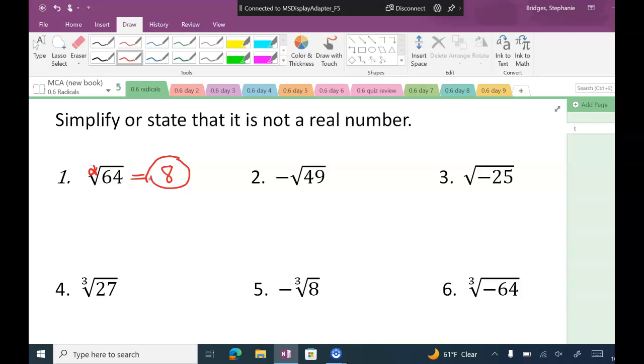For number 2, we have a negative in front of the square root sign. So that is like -1 times the square root of 49. So we take the square root of 49, which is what? 7, and we multiply it by -1. So that would give me a -7. And that's when the negative sign is in front of the square root symbol, or in front of the root.